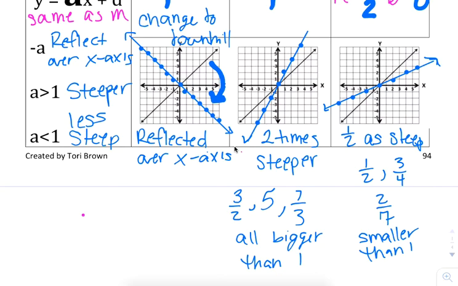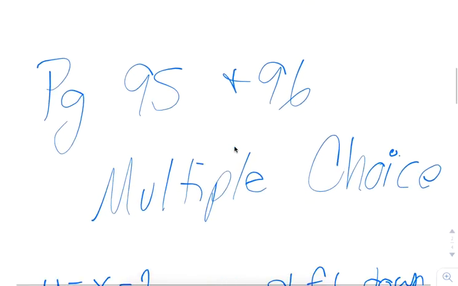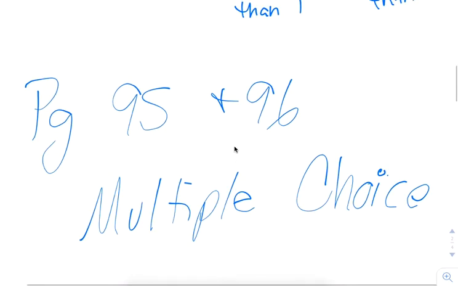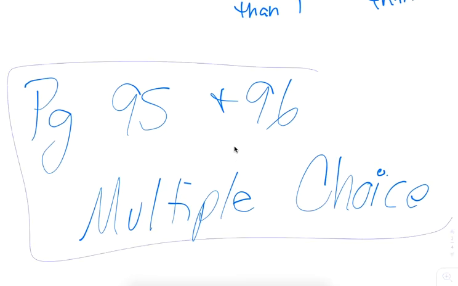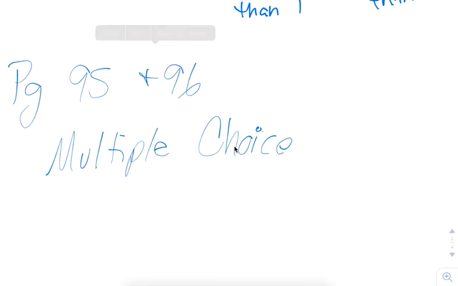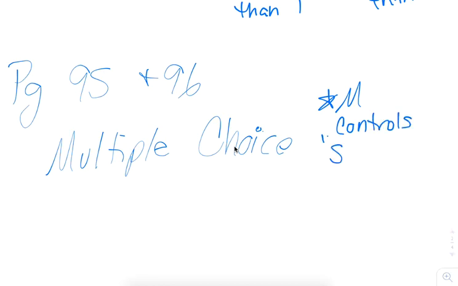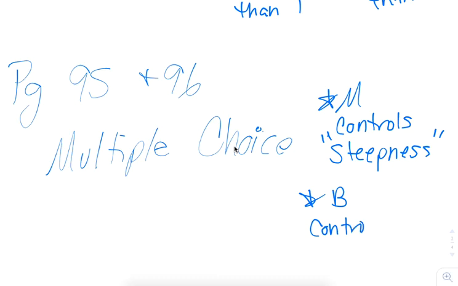So one more time, just to review, you're going to be working on page 95 and 96. They are all multiple choice. What I want you to hear me say is that the M controls the steepness, and the B controls the up and down. Okay?